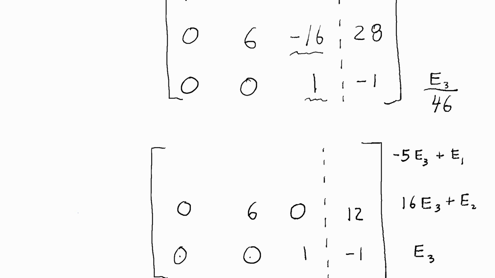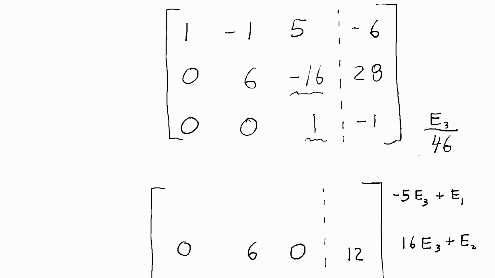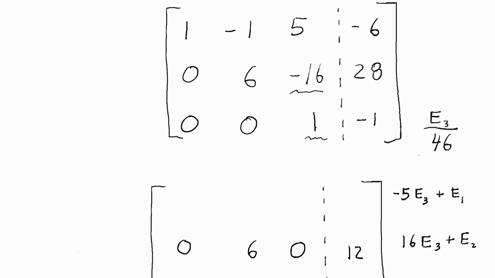Now let's look at what happens for the first row. For the first row, I'm trying to put a 0 right here. How I accomplish that is if I take minus 5 times this 1, that's minus 5 times E3, plus E1, I get a 0 there. Now what do I get here? If I take 0 times, well, nothing changes there, so I still get a minus 1.